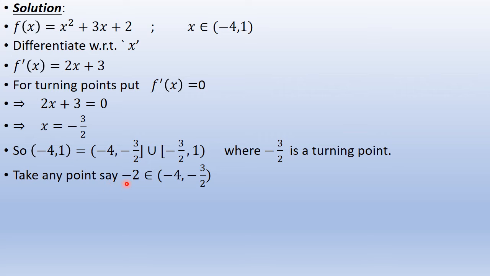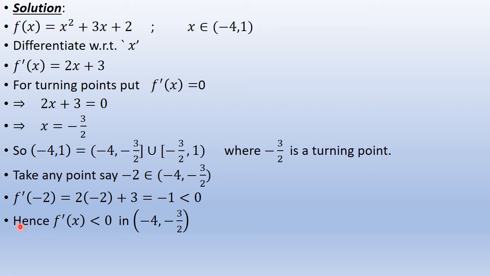So take any point, say -2 belonging to this interval, and evaluate f dash at -2. When you evaluate it, you get 2 into -2 plus 3, which equals -1, which is less than 0. That is, f dash is negative at a point in this interval. So f dash will have the same behavior throughout this interval because the only turning point is -3 by 2. It cannot change its behavior now.